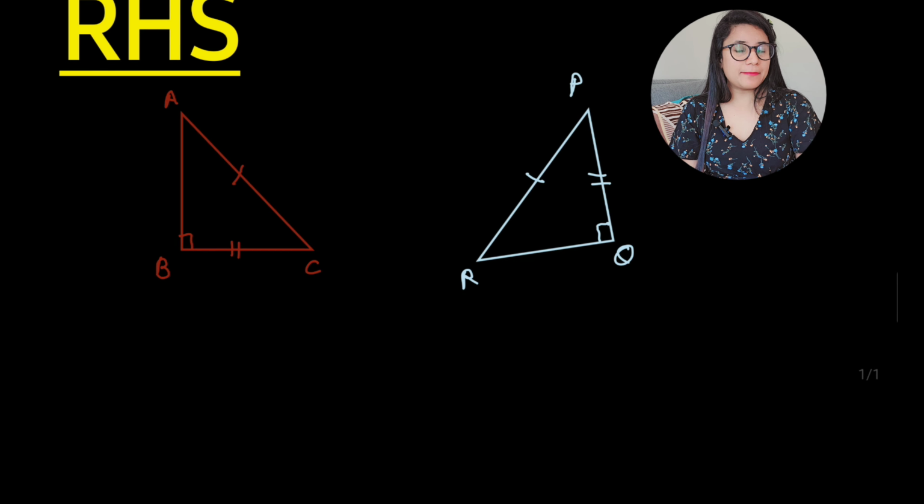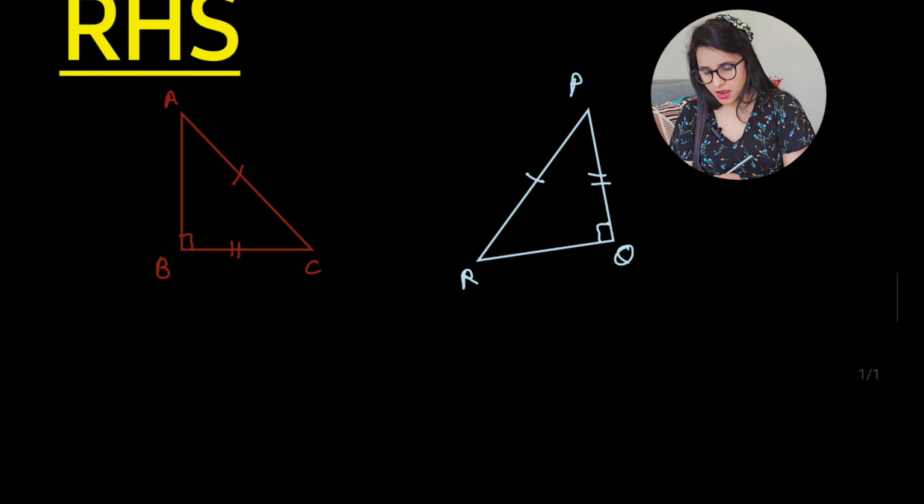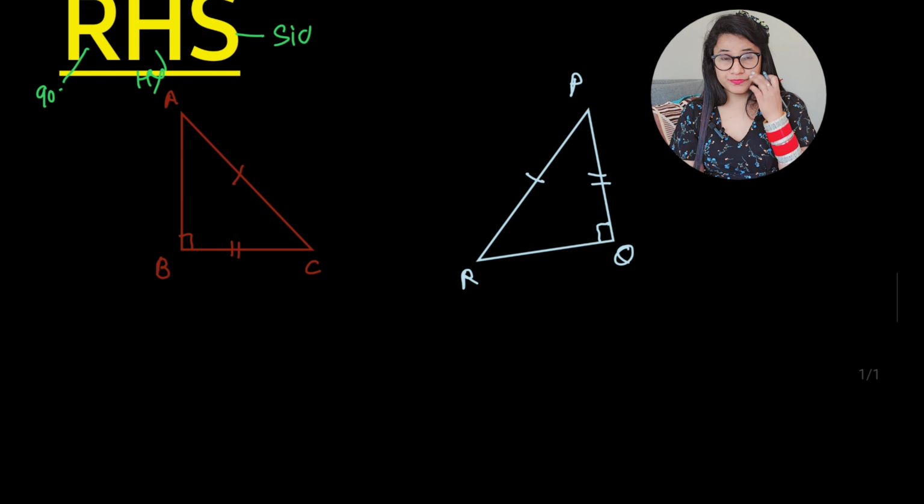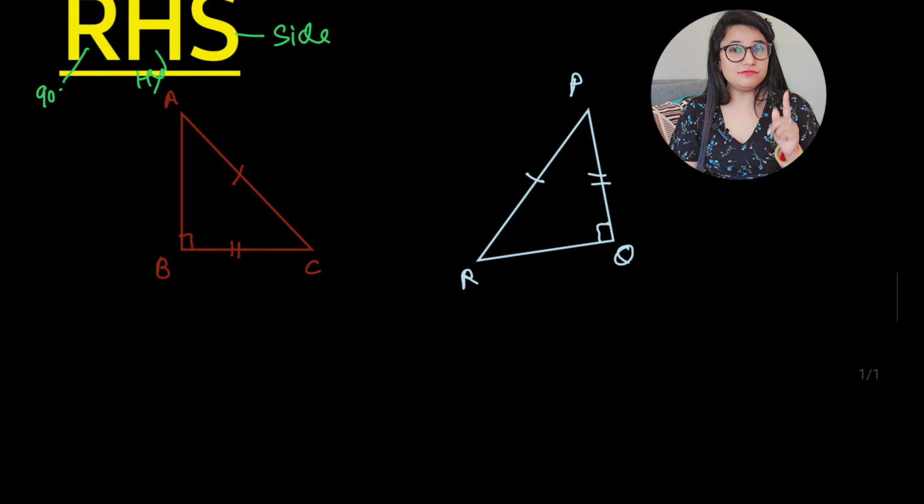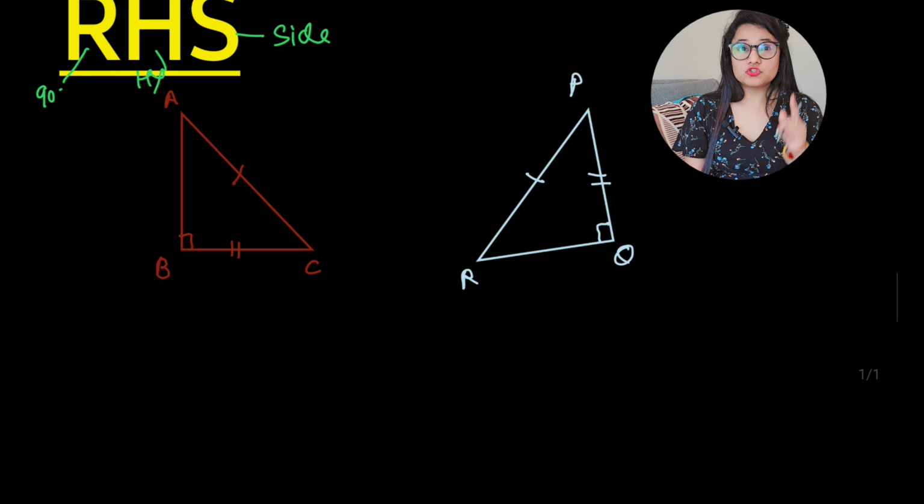This property is only applicable for right angle triangles because the name itself says R stands for 90 degrees, that is the right angle. H stands for the hypotenuse and the S stands for the side. So in this property, one angle will always be 90 degrees. One side will always be the hypotenuse. Remember that, not the legs of the triangle. And one side will be the leg. Either it will be the perpendicular or the base. So hypotenuse is a must. Okay.